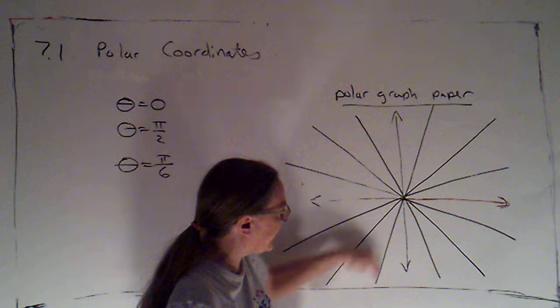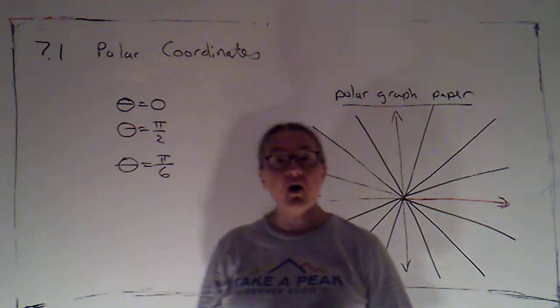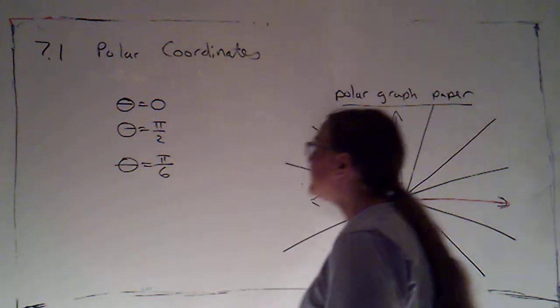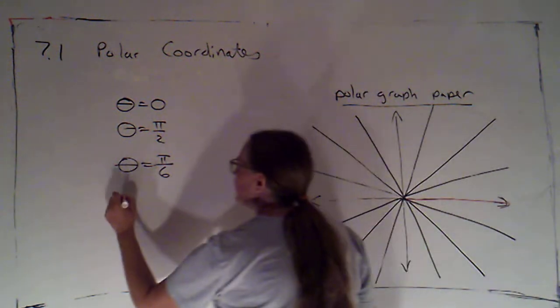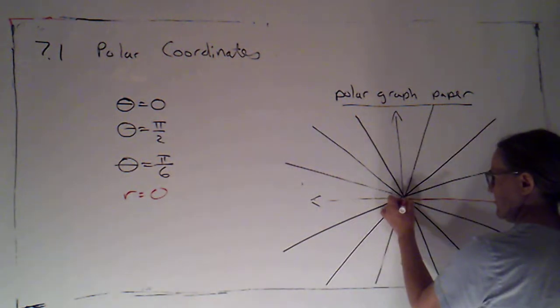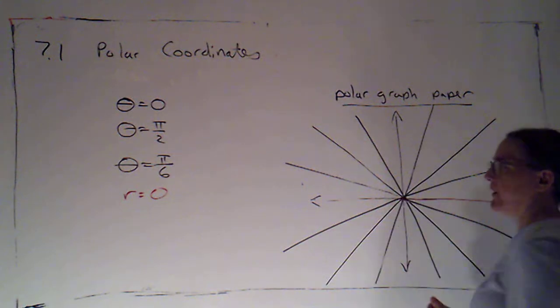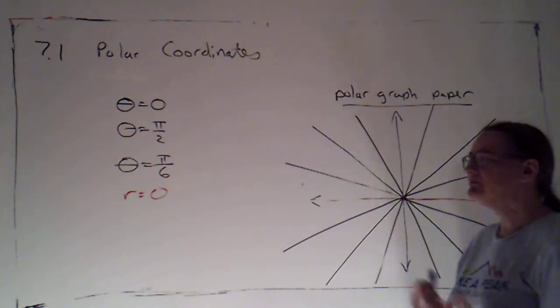So it's going to be somewhere on this line. And then to figure out where, I need to know the r value. So what does r constant look like? Okay. Well, if I look at r equals 0, that's just the pole. That's this point right there, because the distance from the pole has to equal 0.